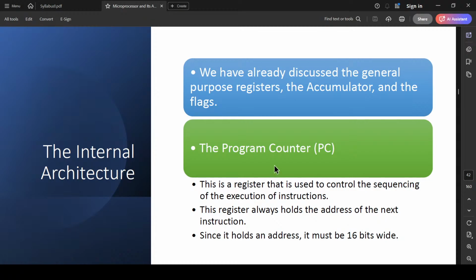Okay. Let's focus on the program counter. This is a register that is used to control the sequencing of the execution of instructions. For example, there are so many instructions and I have to sequence them. So the program counter register will be doing this.